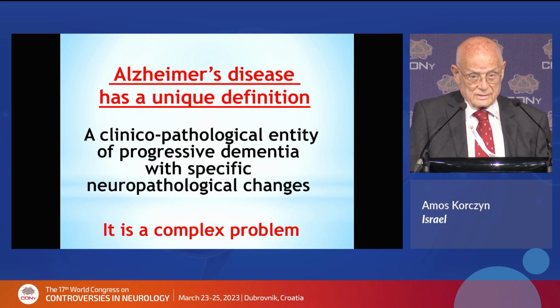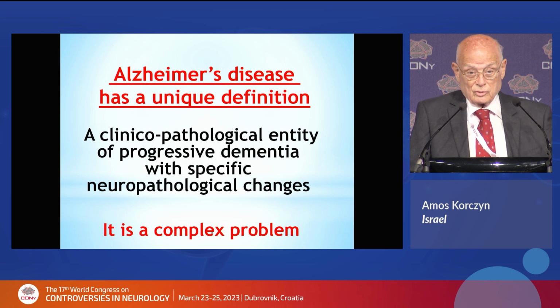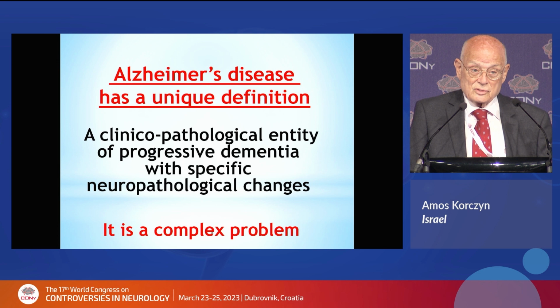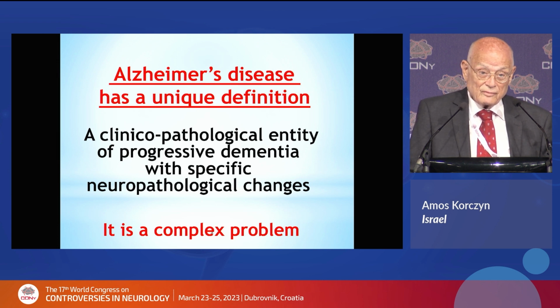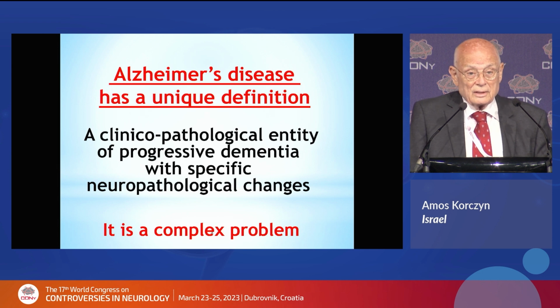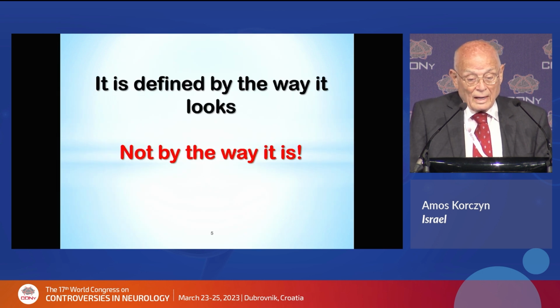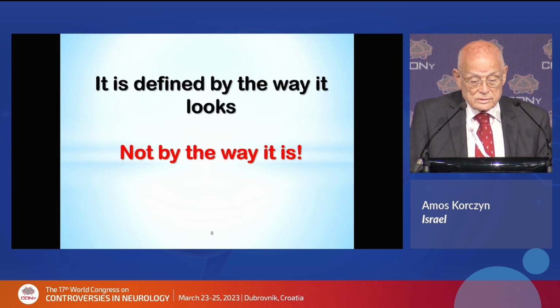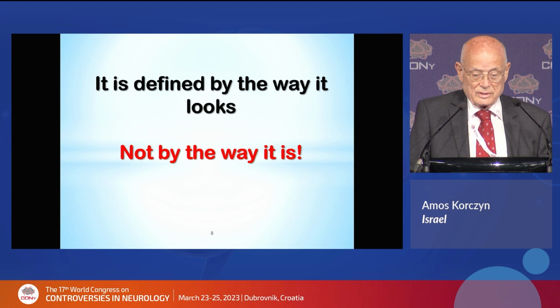But I want to stress that this is a unique definition. I don't think there is any other disease for which the definition includes both the clinical part and the pathology. No other disease. Of course, we know what the pathology is of multiple sclerosis or of stroke, but this is not part of the definition of the disease, and here it's the definition. So this shows that this is really a complex problem, and it is defined by the way it looks, but not by the way it is. So what is Alzheimer's disease?